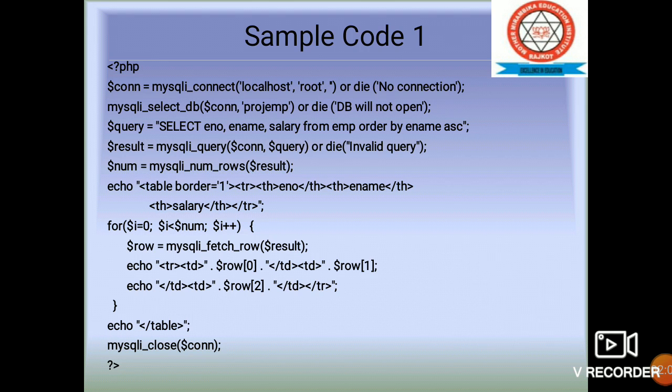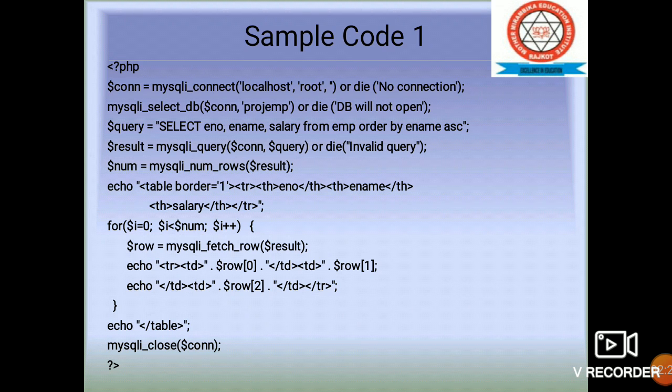Next function is selection of database. So the function is mysqli_select_db. Two parameters need to be passed. One is the connection link and second is the name of the database that you want to operate on. Or if any connection error occurs, the die function will execute and it will stop the execution of the PHP script. It is equivalent to the exit function.